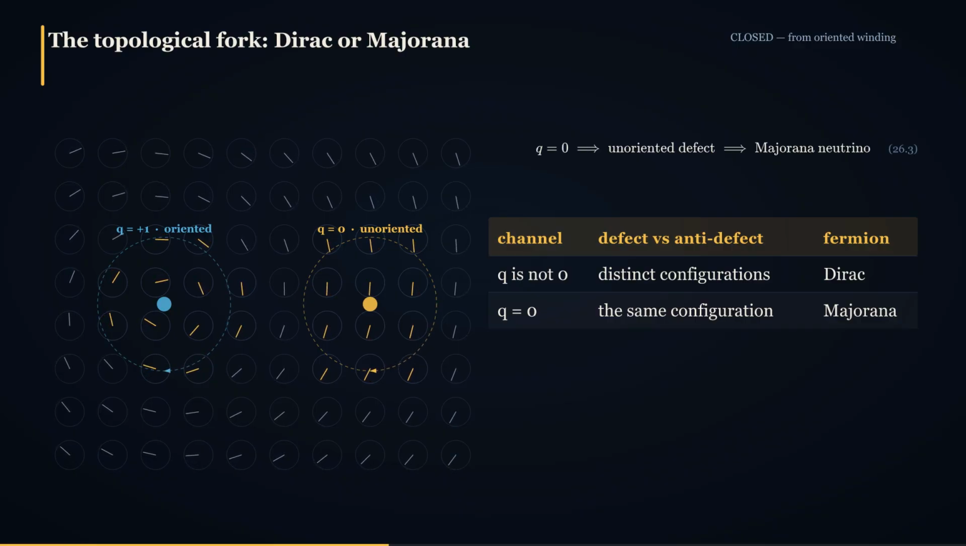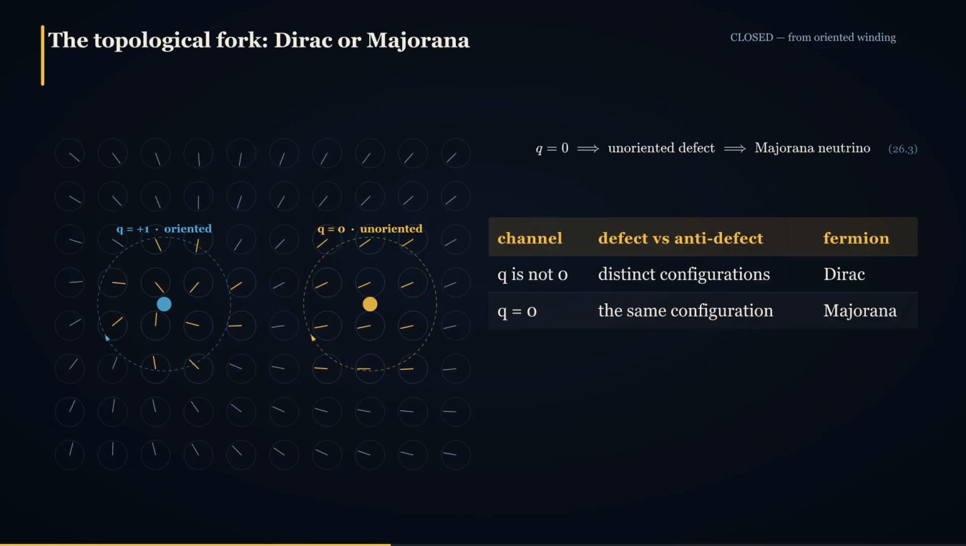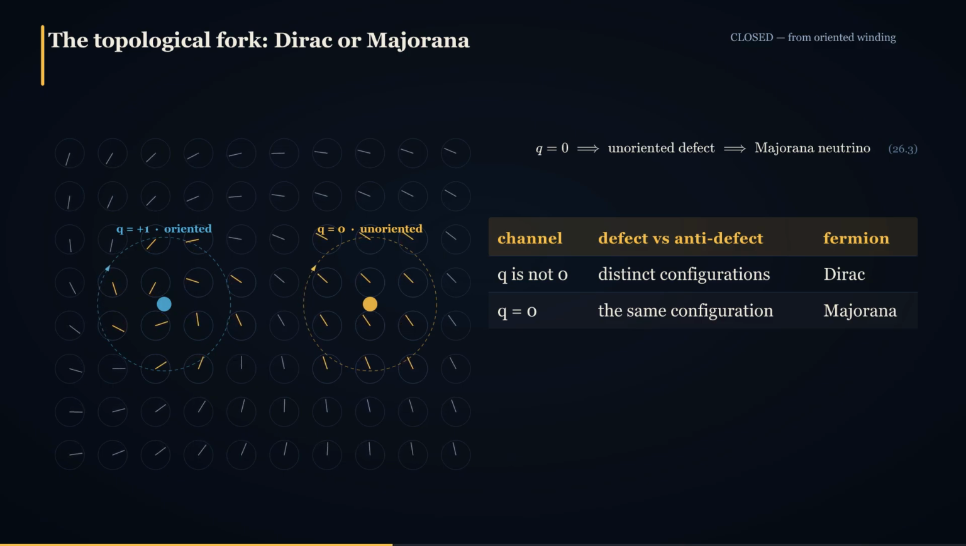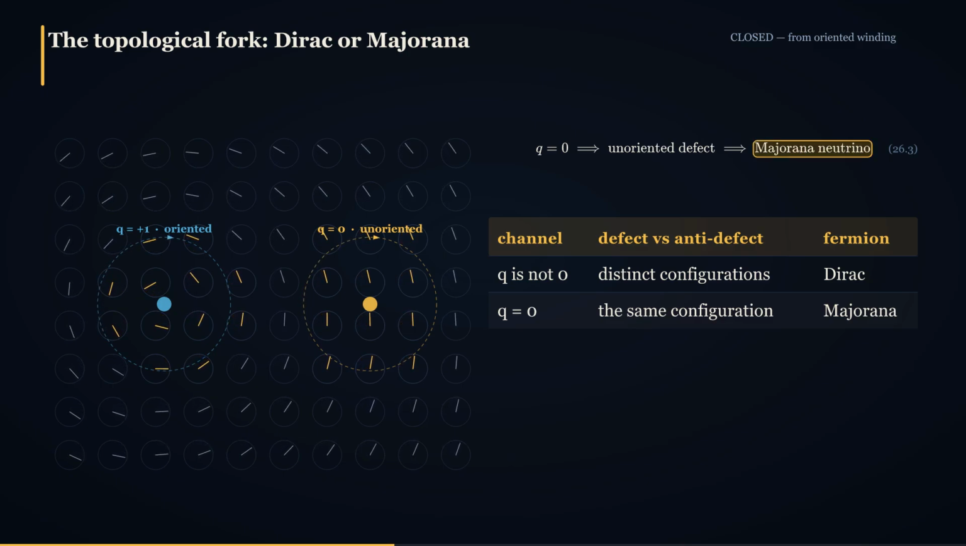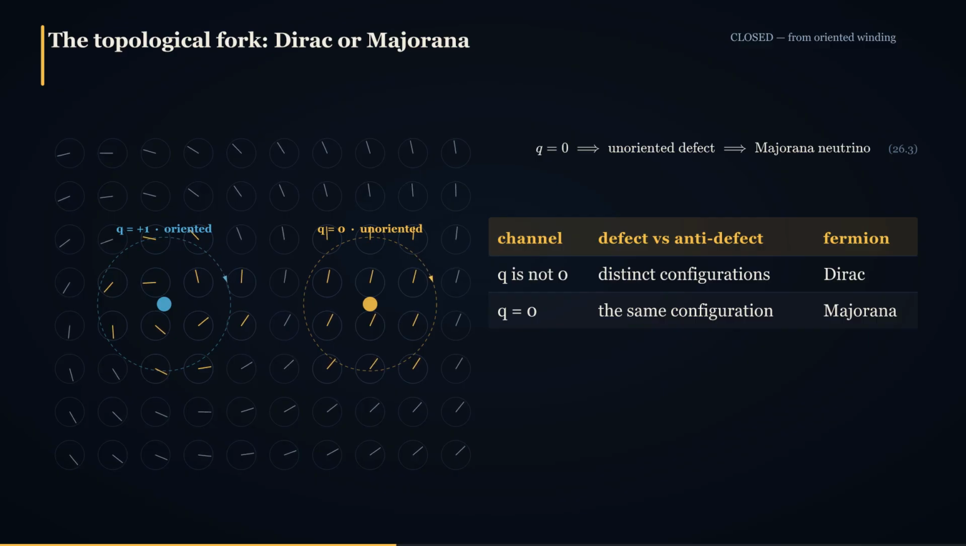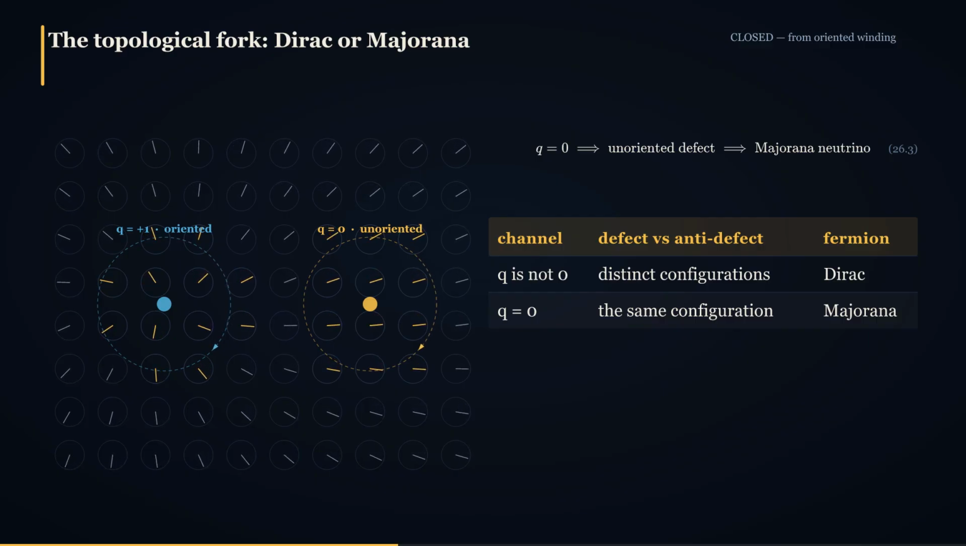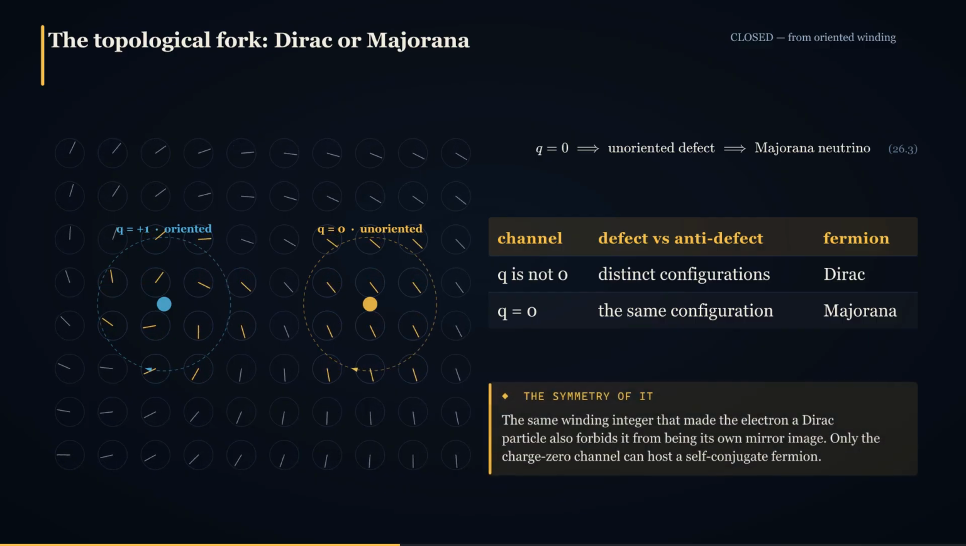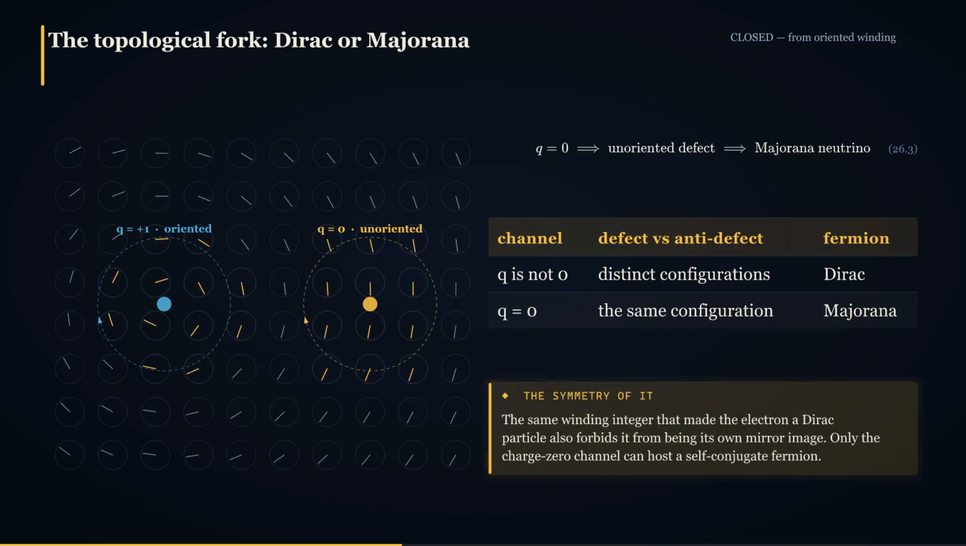So the neutrino, being the excitation of the only uncharged channel, is the only fermion whose defect can be self-conjugate. Notice how symmetric that is. The same winding integer that made the electron a Dirac particle also forbids it from being its own mirror image.